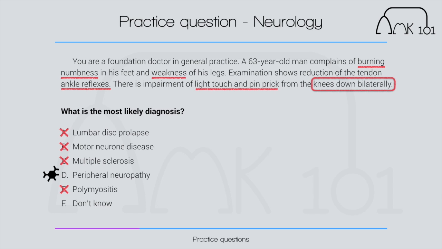So even if you know nothing else, you might narrow it down to lumbar disc, multiple sclerosis and peripheral neuropathy. So 1 from 3 is better than 1 from 5, so give it a go. If you pick up the word peripheral and go with that clue, you'll be even better.